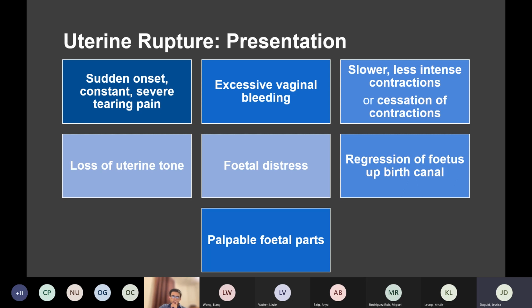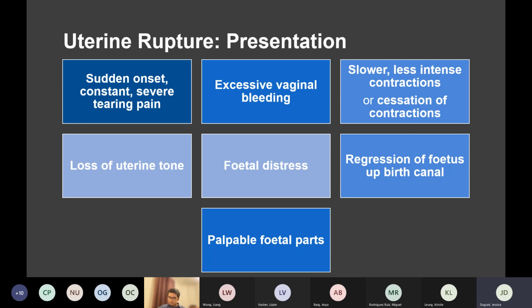So that's when you know something's gone wrong. You'll get excess vaginal bleeding because they've now got a big tear. And then you might have slowing of contractions. The contractions become slower and less intense because the uterus just isn't going to contract anymore, or they might stop completely. So they might have this now constant pain, but they can no longer feel the tightening of the uterus.